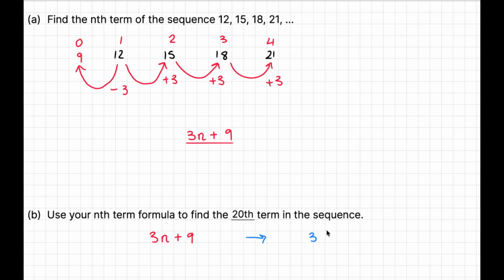So 3 brackets 20 plus 9. Now, because of BIDMAS, we always do our brackets first. We are going to do 3 multiplied by 20, which gives us 60. And then we're going to add 9, which would give us our final answer of 69.